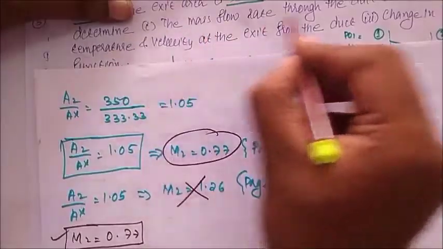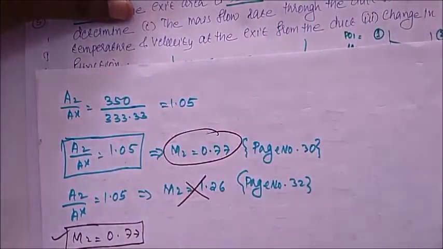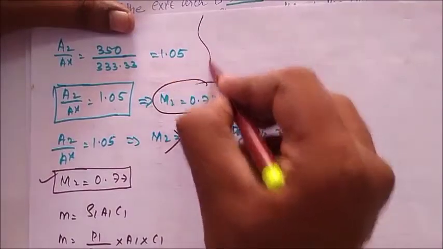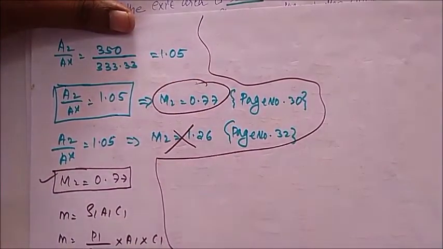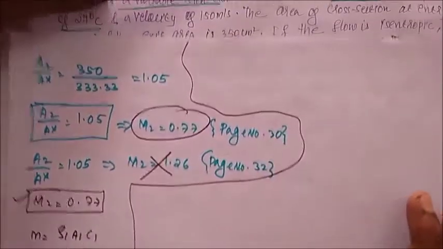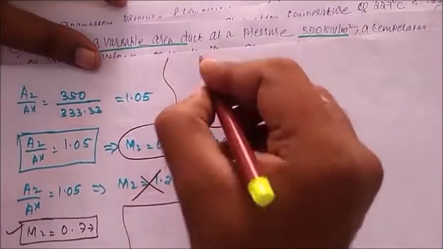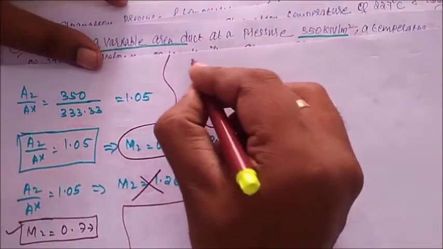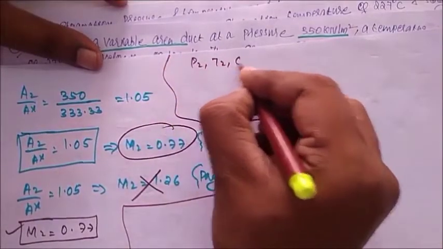Okay, first one, the mass flow rate through the duct. Next, pressure, temperature, and velocity at the exit. That is, we have to find out the value of P2, T2 and C2.